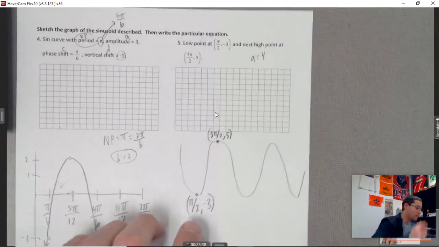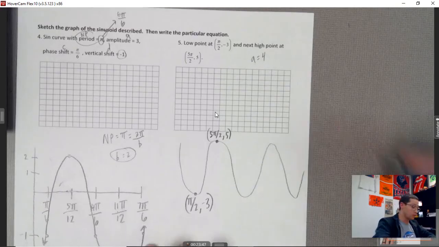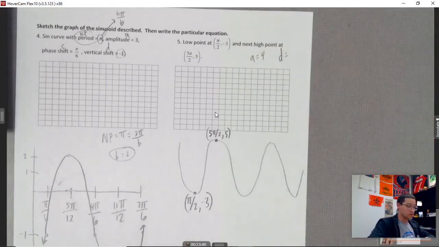Amplitude of 4. I've locked that part in for sure. All right, and let's see what else we can get from that. It can also get you your D value.